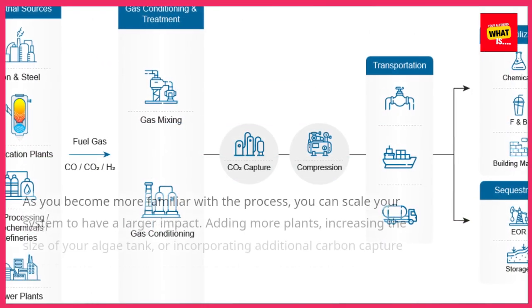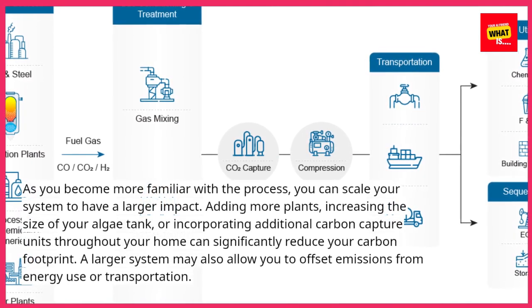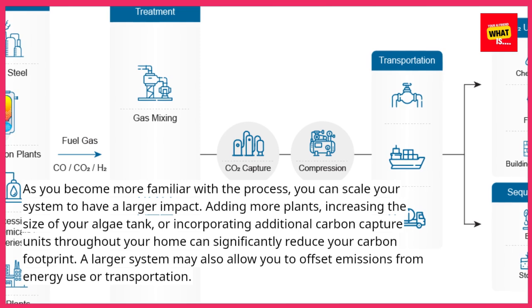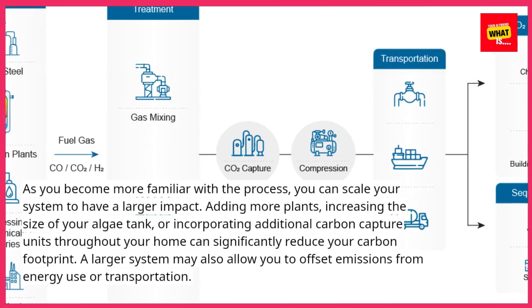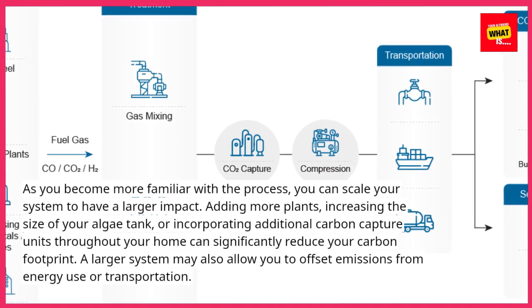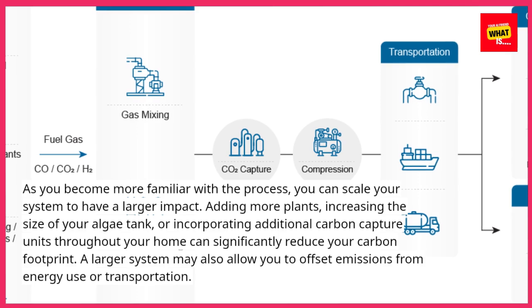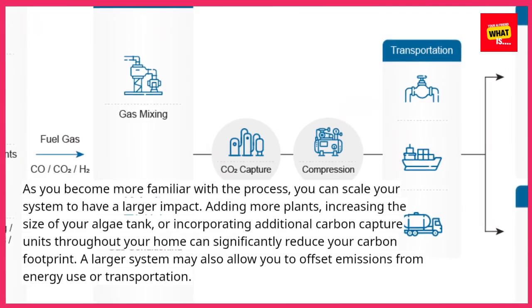Scaling your system for greater impact. As you become more familiar with the process, you can scale your system to have a larger impact. Adding more plants, increasing the size of your algae tank, or incorporating additional carbon capture units throughout your home can significantly reduce your carbon footprint. A larger system may also allow you to offset emissions from energy use or transportation.